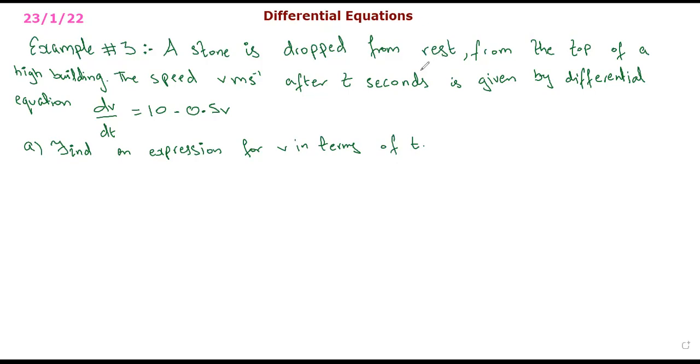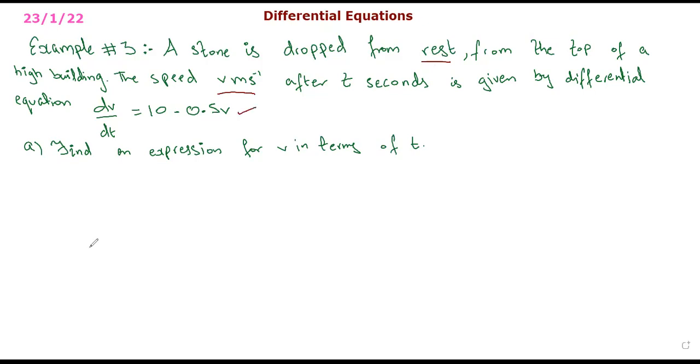From rest means that initially the stone was with zero velocity, obviously, and then once they have dropped it from the high building, obviously, then its speed increases. Yes. Okay. So the speed v meters per second after t seconds is given by the differential equation.